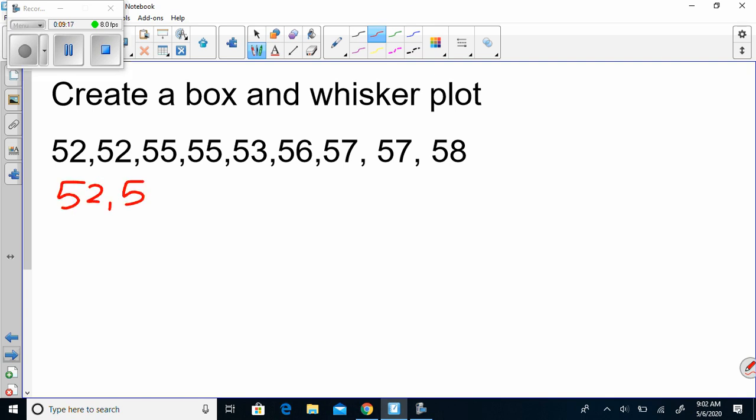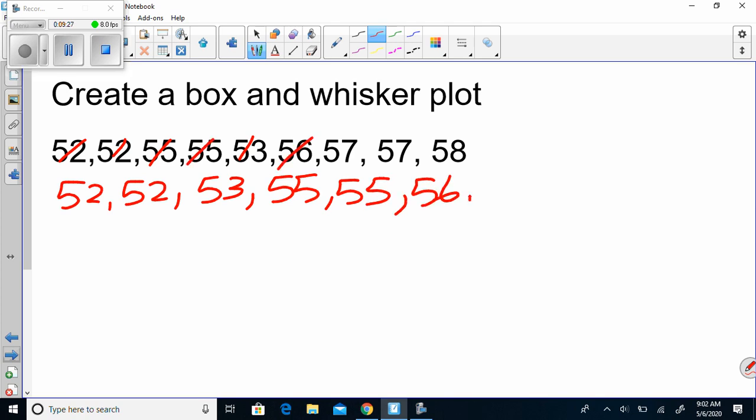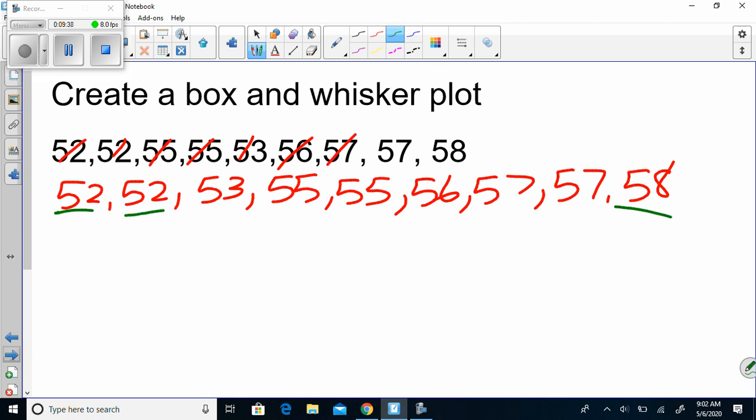52, 52, 53, 55, 55, 56, 57, 57, and 58. So again, I'm going to find my median. 52, 58, 52, 57, 53, 57, 55, 56, so 55 is my median.